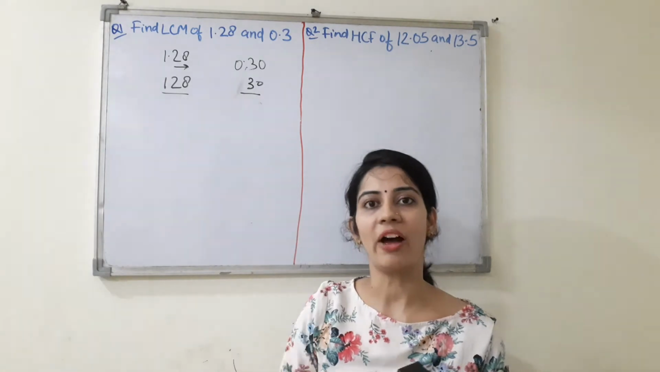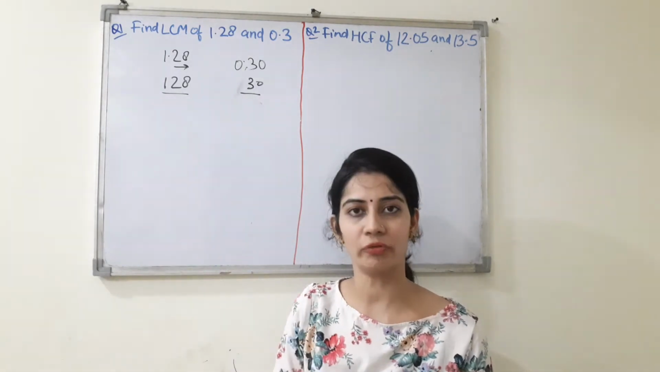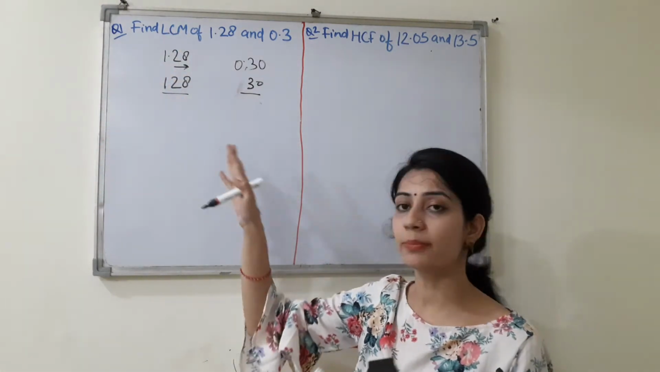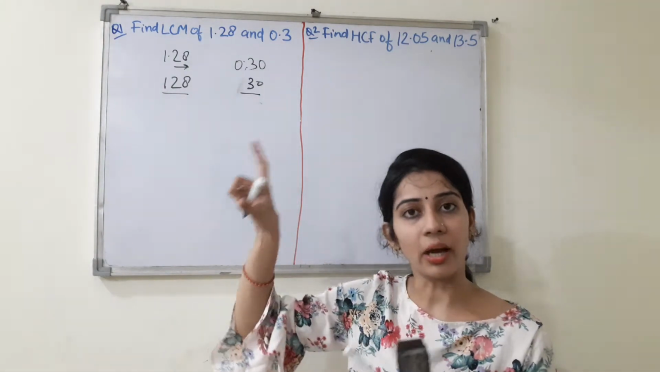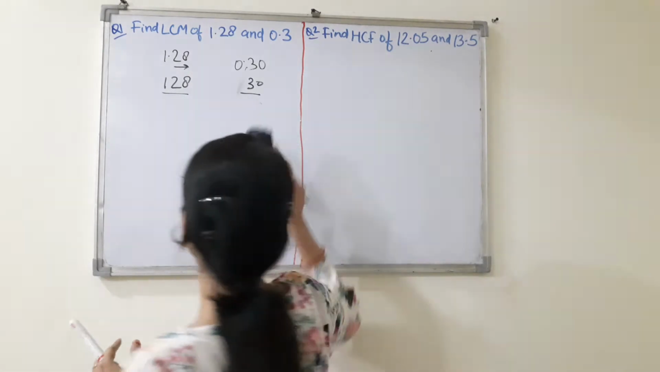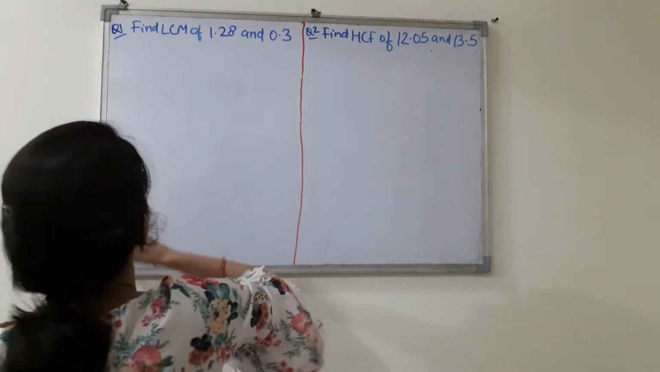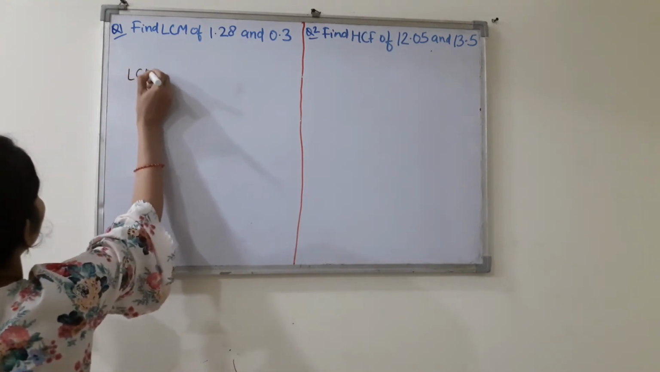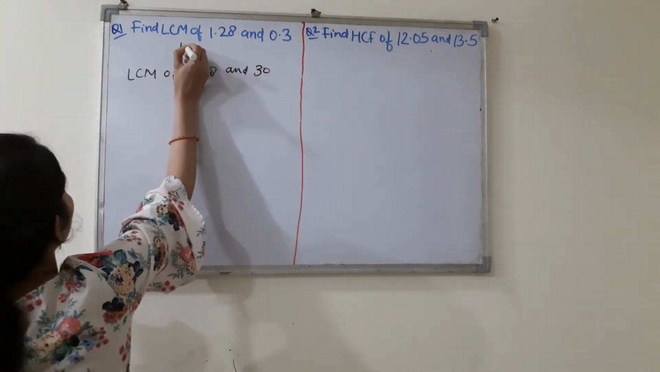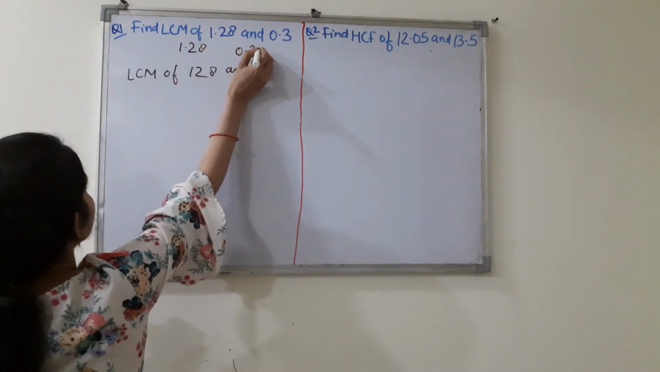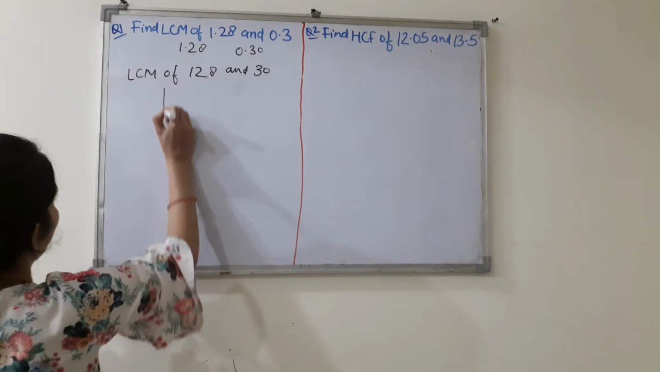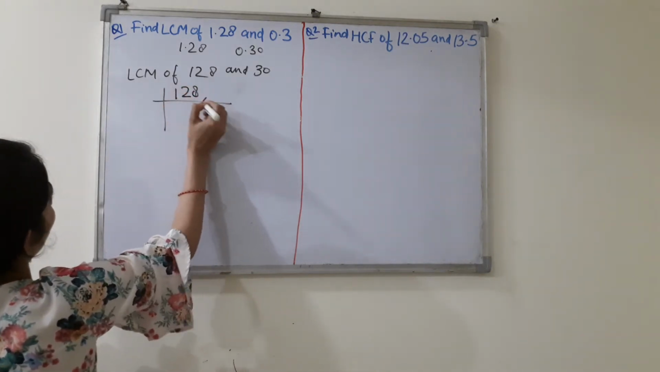So you have to find the LCM or HCF of the numbers after making the place of decimal the same, then treat the numbers as without decimal and find their LCM or HCF accordingly. So now you will find the LCM of 128 and 30, because you made them equal. Now you can find the LCM by any method. I am finding it by, sorry, your division method.